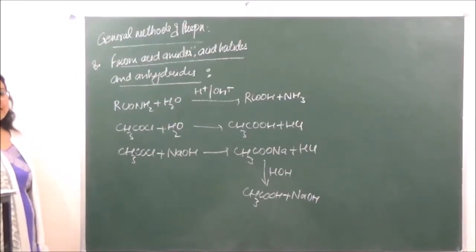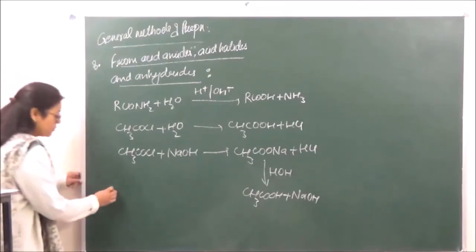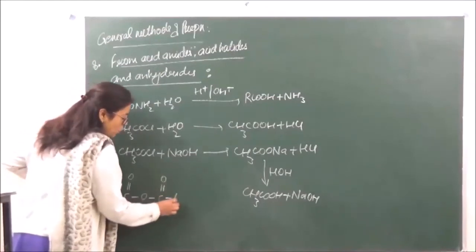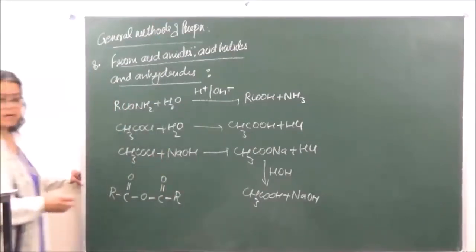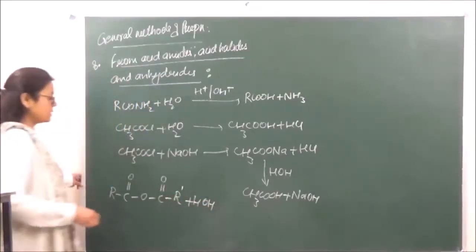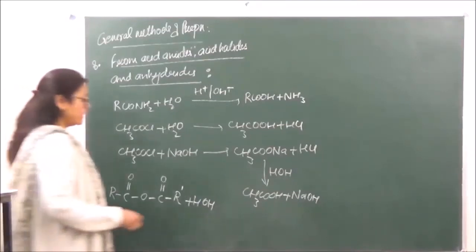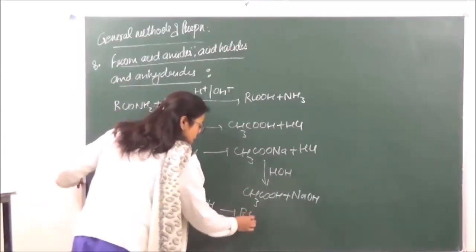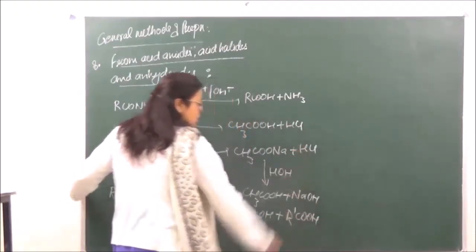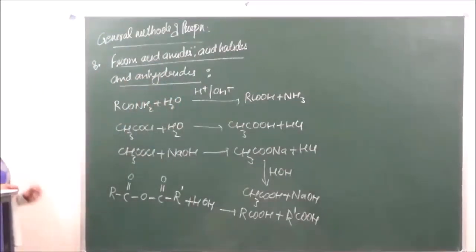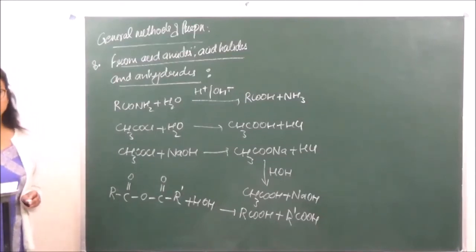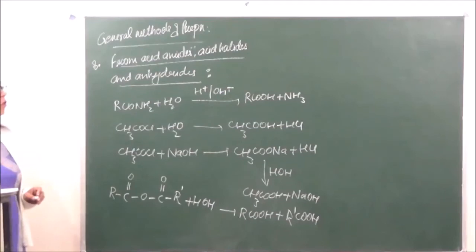And any anhydride of the type RC double bond O, O, C double bond O, R, right? और इसकी हम hydrolysis कर रहे हैं in presence of HOH. Let's say that this alkyl group is different. So what are we going to get? We are going to get two molecules of acids. One is RCOOH and RCOOH. Clear? So this is how from acid amides and acid anhydrides we can form the respective acids.